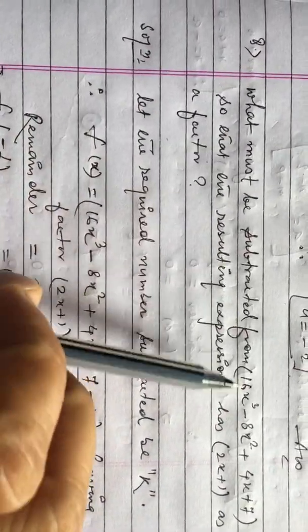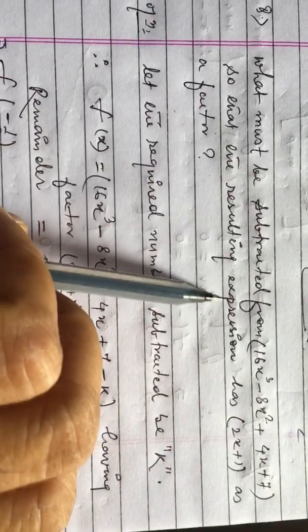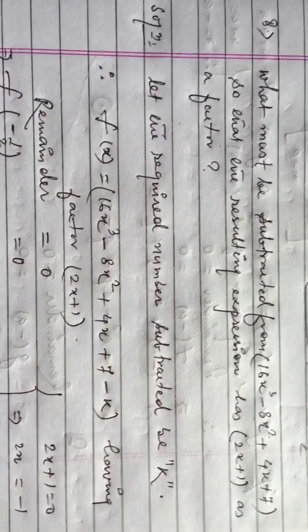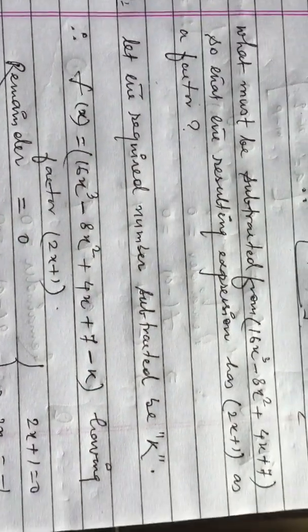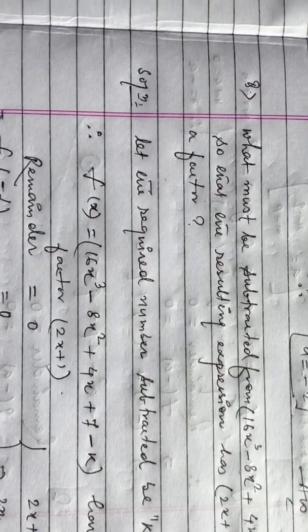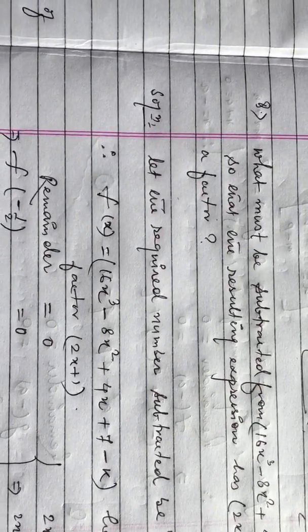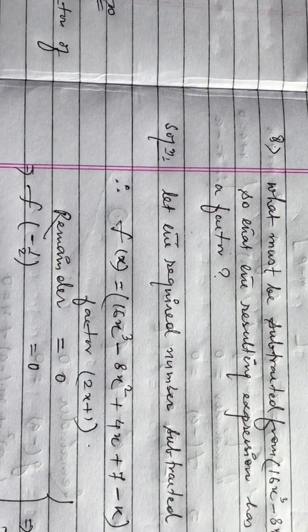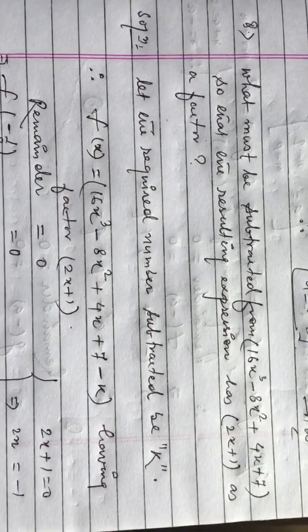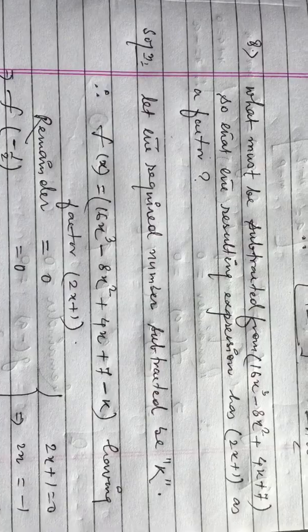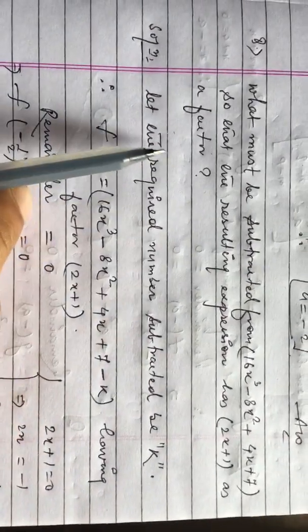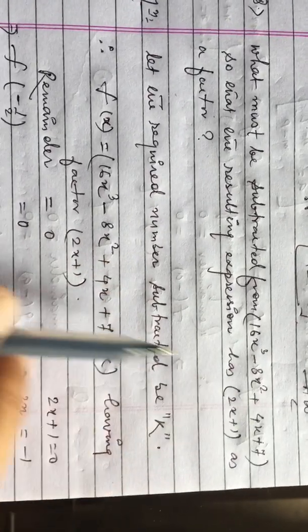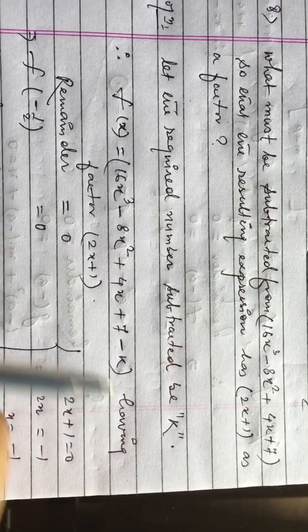What must be subtracted from this polynomial so that the resulting expression has 2x plus 1 as a factor? This type of question we had already seen in the problem based on remainder theorem. In that case, some remainders are there, but now it is a factor. What we have to subtract on dividing the polynomial so that the resulting expression has a factor. So let the required number subtracted be k. It means from this polynomial we will subtract k.